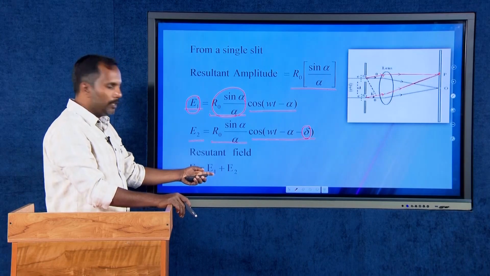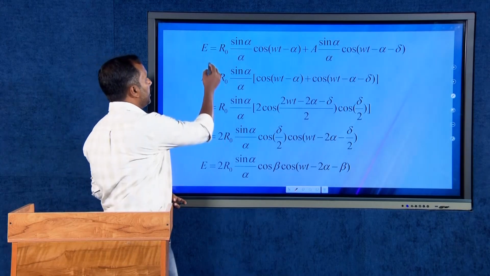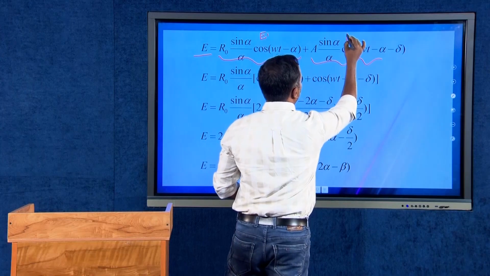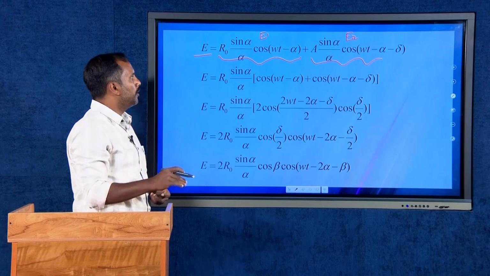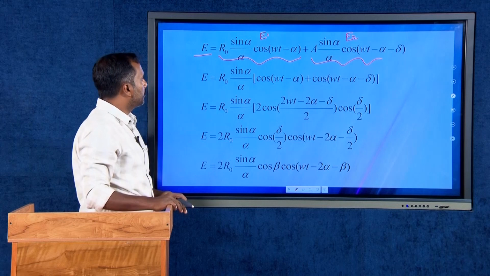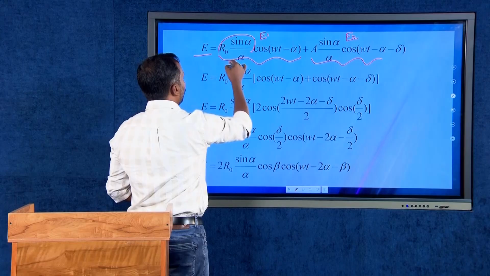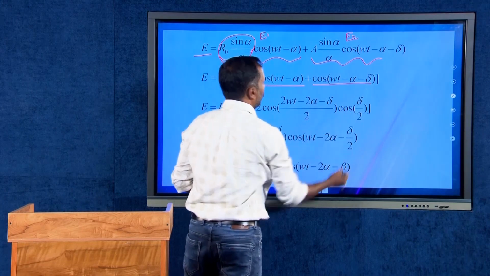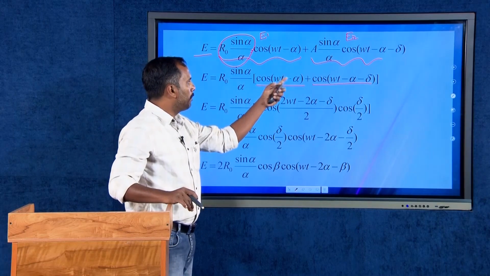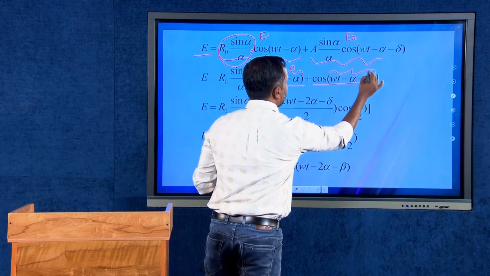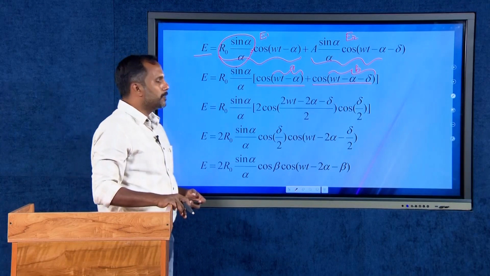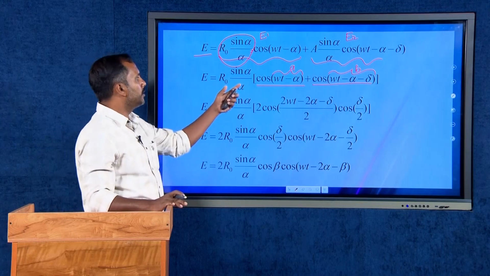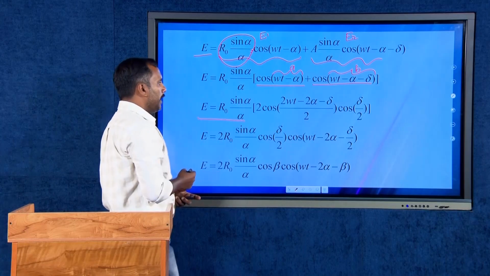Now I can substitute the values of E1 and E2 into this equation. We get the resultant field E equal to R0 sin alpha divided by alpha into cos of (omega t minus alpha), plus the second term E2. Taking R0 sin alpha divided by alpha as a common factor, we have in the bracket cos of (omega t minus alpha) and cos of (omega t minus alpha minus delta). This is of the form cos A plus cos B, so it can be expanded as 2 cos of (A plus B) by 2 into cos of (A minus B) by 2.